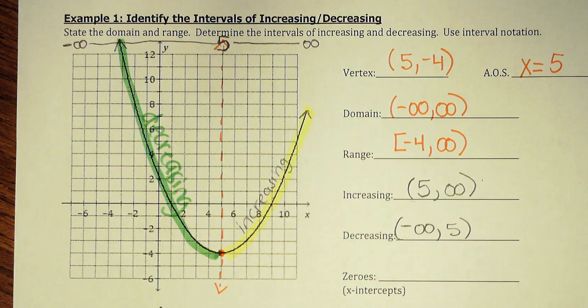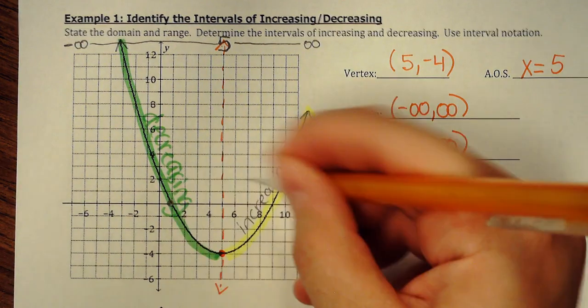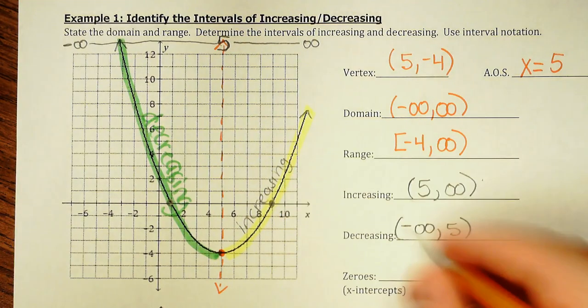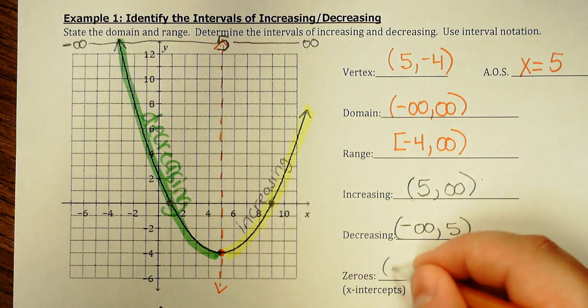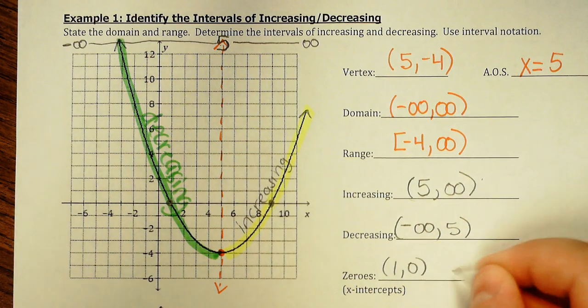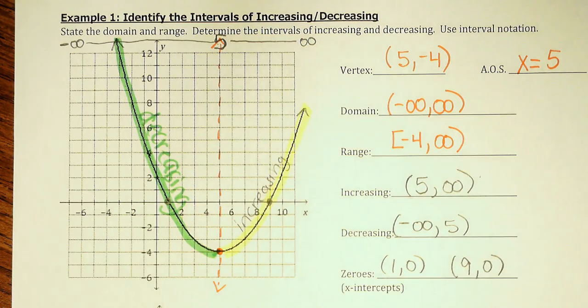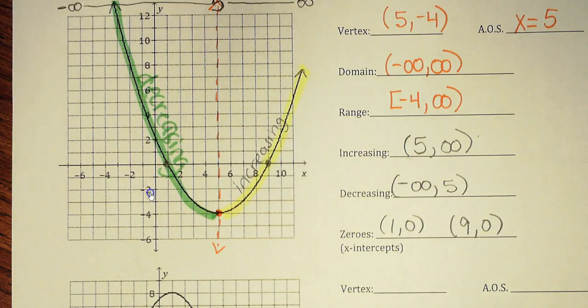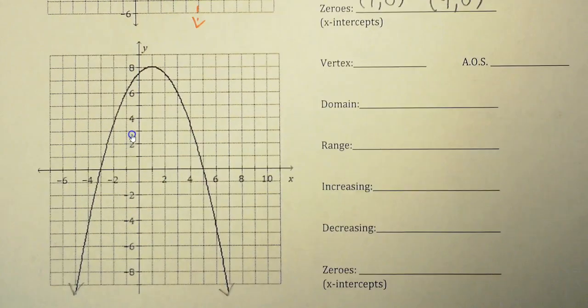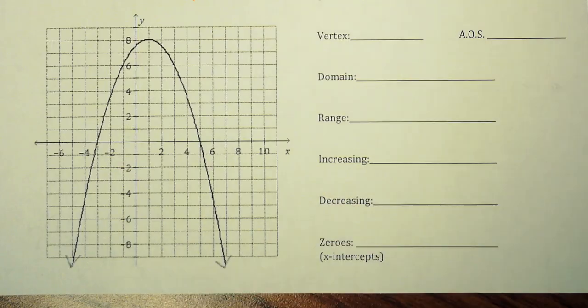And then all you have to do for your zeros is identify the places where the graph crosses the x-axis. So you have a cross at (1, 0), and you also have one at (9, 0). Pause this at any time if I'm going too fast. I'm going to slide this up and do increasing and decreasing on this graph.